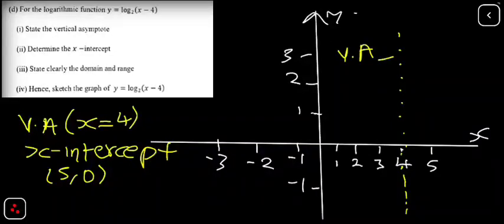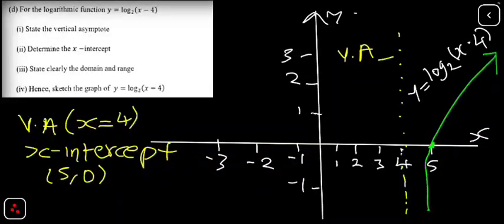Now the next thing we're supposed to do is sketch the curve. Since we have 5, 0, it will be here. Our function was positive, so it will go upward like this. Then you indicate y is equal to log base 2 of x minus 4. So that's your graph.